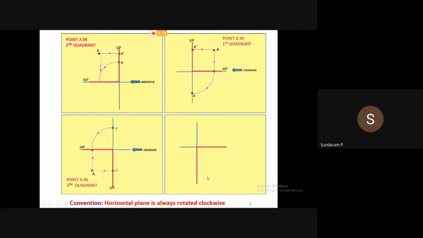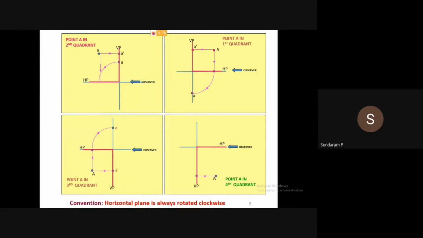Suppose in the fourth quadrant, the object is in front of the vertical plane and below the horizontal plane. So we can say below the ground, in front of the wall. As a beginner referring to the textbook, you will see different technical terms. The reference planes can also be called the horizontal plane as the ground and the vertical plane as the wall. Don't get confused.